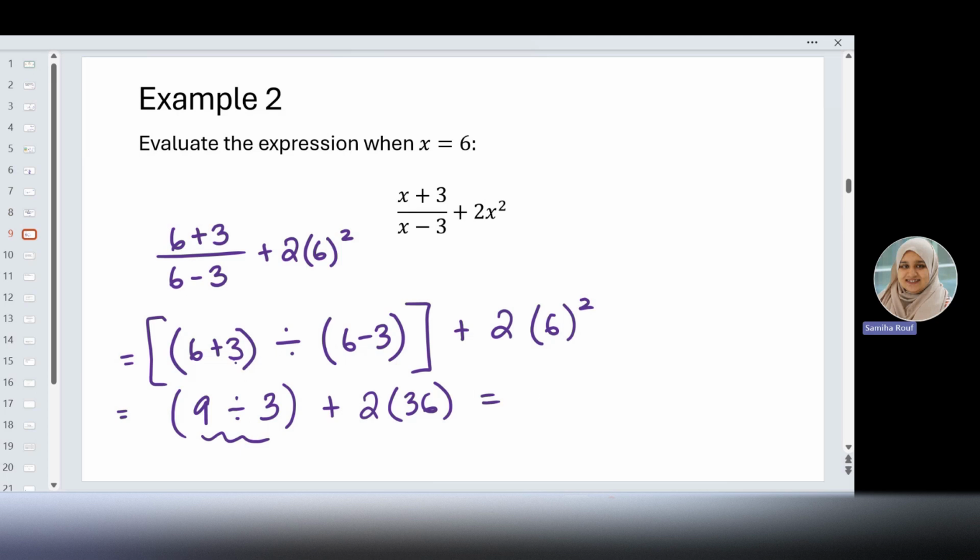So notice I did all the simplification of the numerator and the denominator before I applied any division. Now if I divide 9 by 3, I would have 3 plus 2 times 36. Next is the multiplication of 2 times 36, which is 72. So my final result is 75.